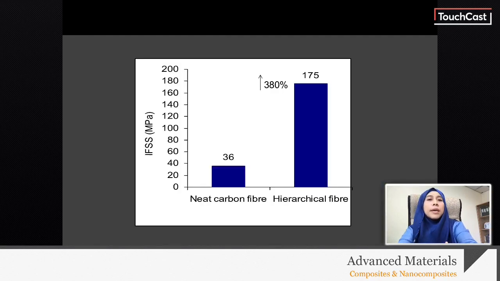Interfacial shear strength tests of CNT-coated carbon fibers, also referred to as hierarchical fibers, show that up to 380% improvement in IFSS can be achieved compared to the neat carbon fiber. This indicates that the CNT coating is effective at improving IFSS.